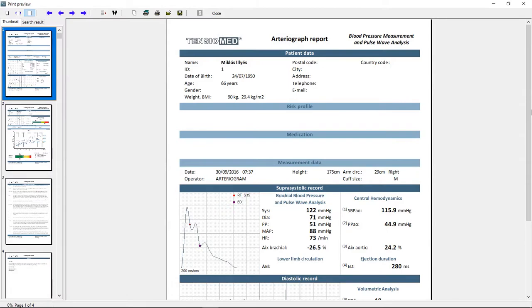I have been using Arteriograph device and Arteriograph software for more than 10 years. In the following, I would like to share my experiences on how to evaluate the Arteriograph report.